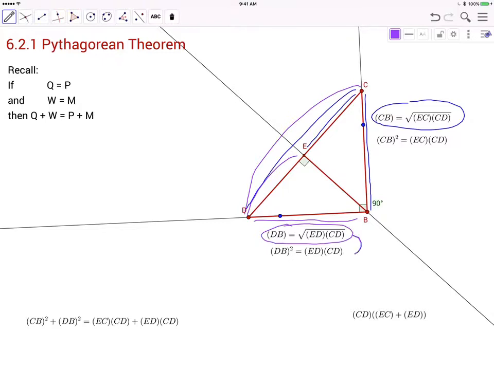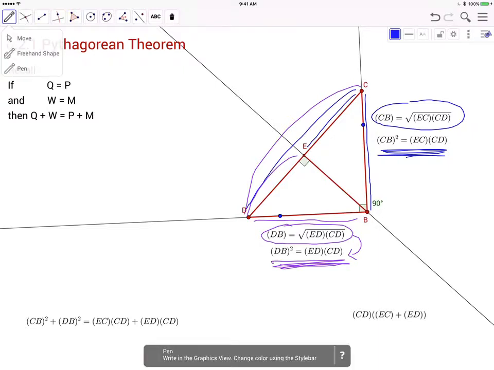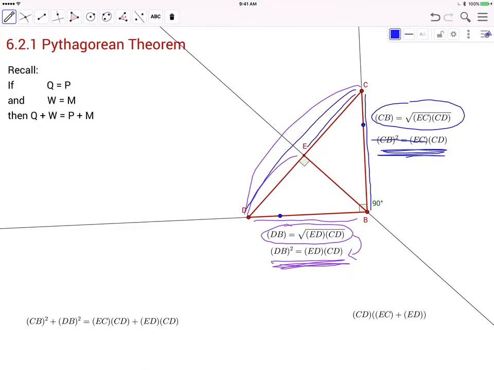Let's take a look at the fact that I've rewritten this a little bit. I've squared both sides so that we get DB squared is equal to ED times CD. And I've also done the same thing here. CB squared is equal to EC times CD. We're going to use both of these. So we're going to move these. Let's move this here, and let's move this right under it, okay?